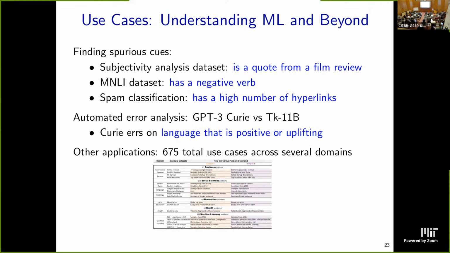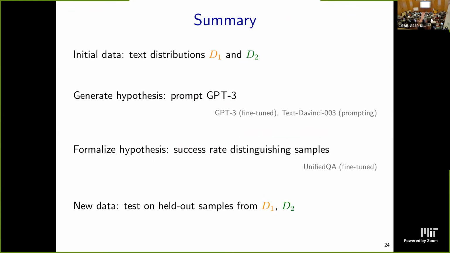And if we go beyond understanding ML, there are many other applications. We curated this data set of 675 potential use cases. Our system doesn't work on all of them, but we think of this as a challenge set for people who want to use natural language systems for explainability. You have almost 700 data sets that have unknown unknown differences between the two classes, and domains of relevance, so you can try and see what you can get out of this. To summarize this particular classification system, we again have this 4-stage pipeline: initial data, generate hypotheses, formalize hypotheses, and then test on new data.